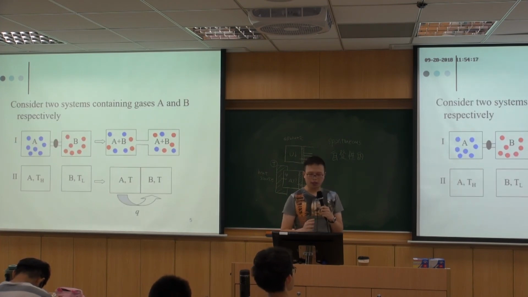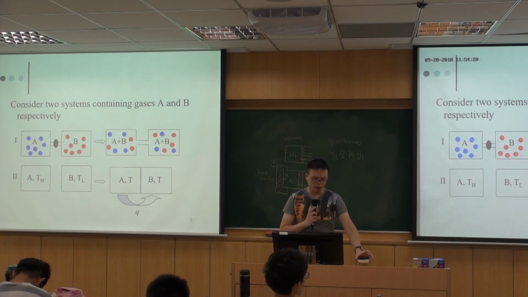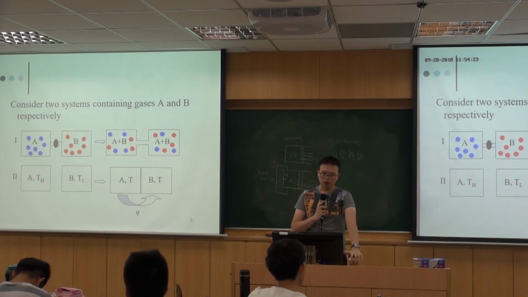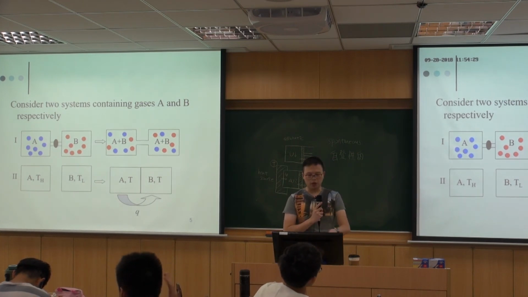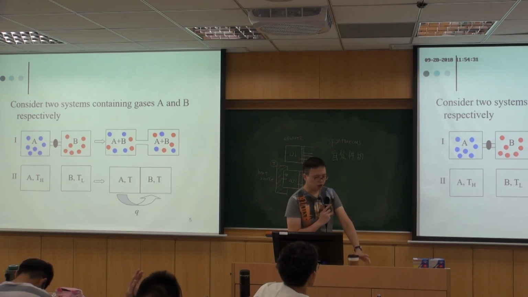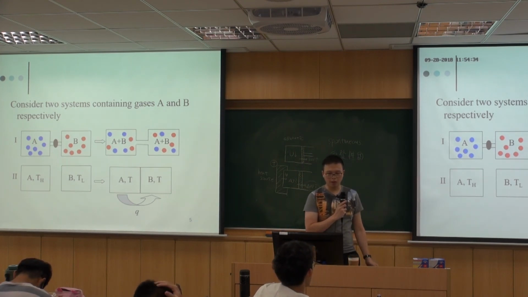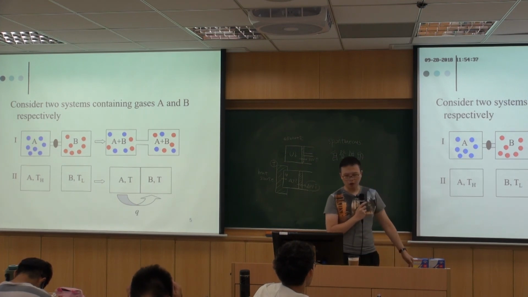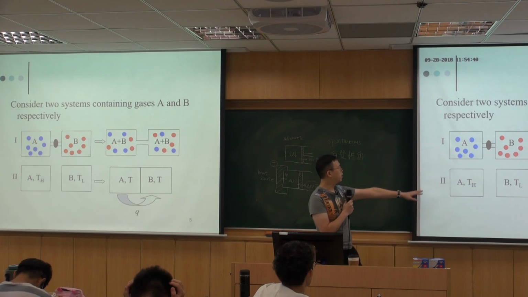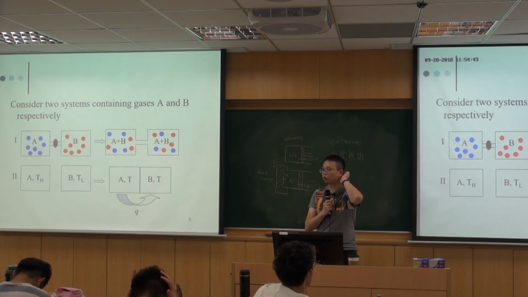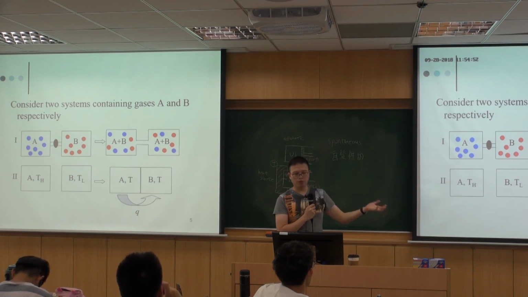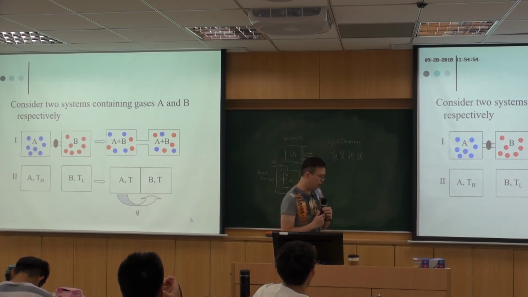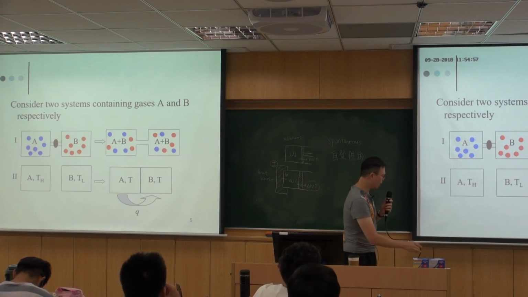So here are just some examples of spontaneous processes. If you have two systems, for instance, system A has one type of gas molecules, and on the other side, system B, which is separated from system A at this moment, has a different kind of molecules. And once you open the gate, they will just mix together, right? This is a spontaneous process. And it's very similar to what you do when you pour milk into your coffee, and eventually you'll get a latte.